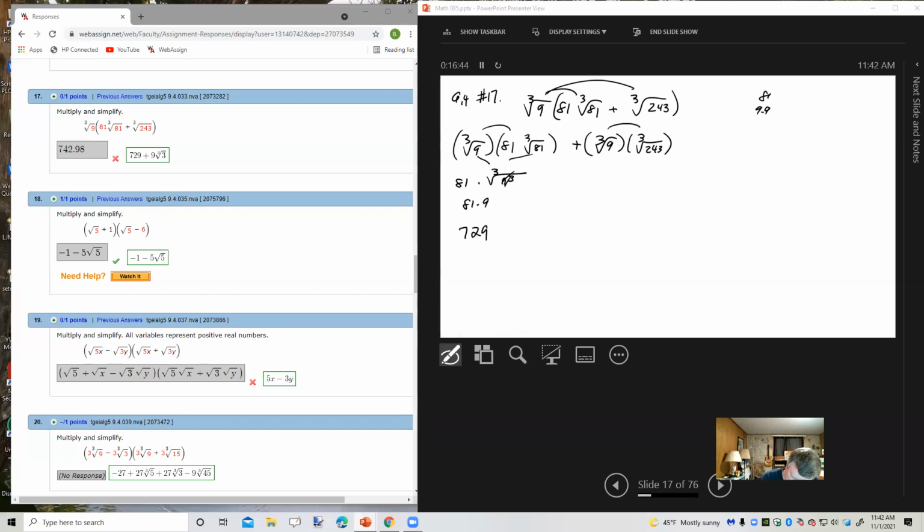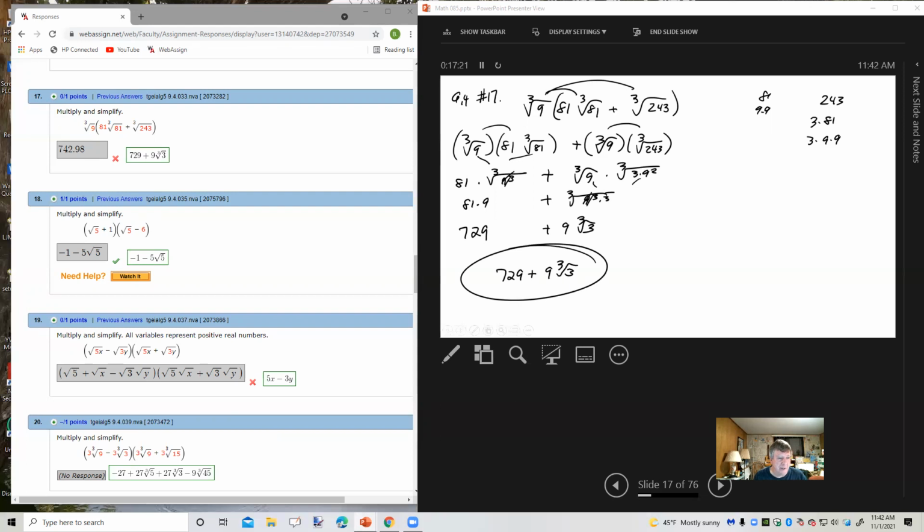Second group here. Let's see, 243 is 3 times 81 is 3 times 9 times 9. So this would be the cube root of 9 times the cube root of 3 times 9 squared, which would be the cube root of 9 cubed times 3, 9, 9, 9, okay, and then a 3. So that's going to be 9 cube roots of 3. So 729 plus 9 cube roots of 3 would be the final answer.